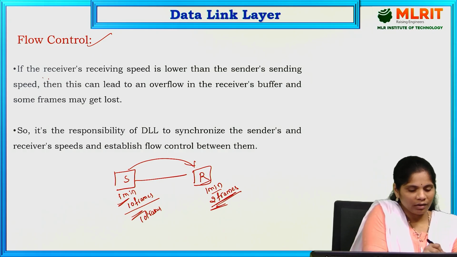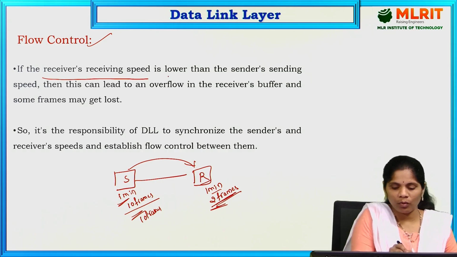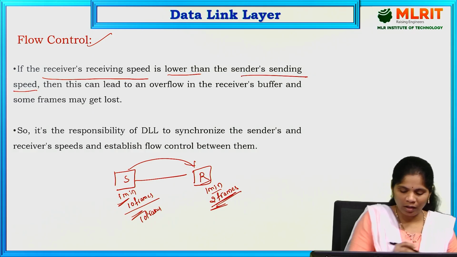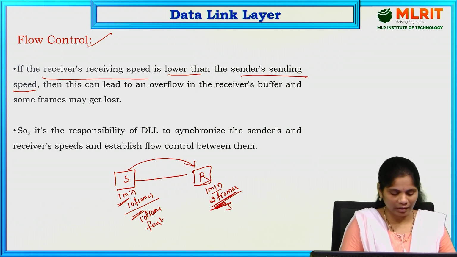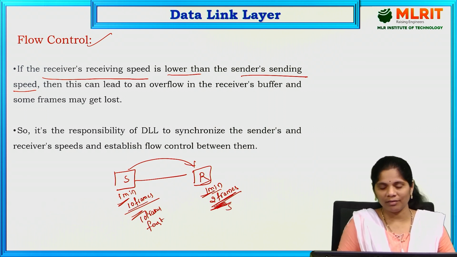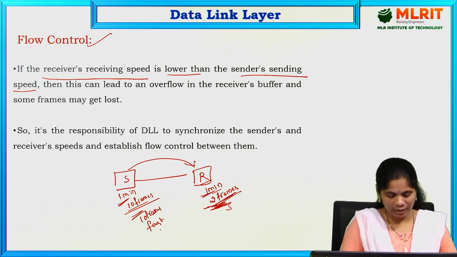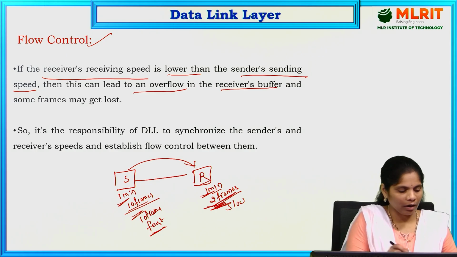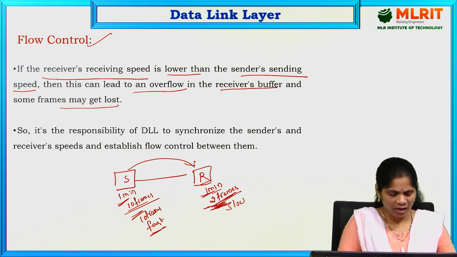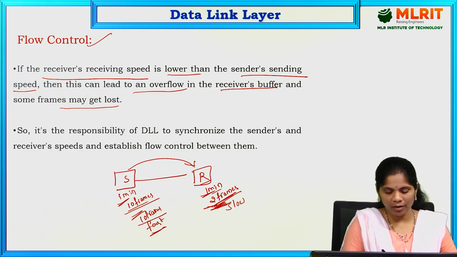Here the receiver's receiving speed is slower than the sender's sending speed. The sender is very fast and the receiver is slow, right? In 1 minute, it is sending 10 frames, but for 1 minute, it is receiving only 2 frames. Then it can lead to overflow of the receiver buffer, and some frames may get lost, because every next minute it again sends 10 frames. There is a chance of losing data.